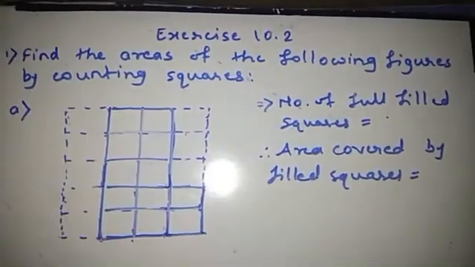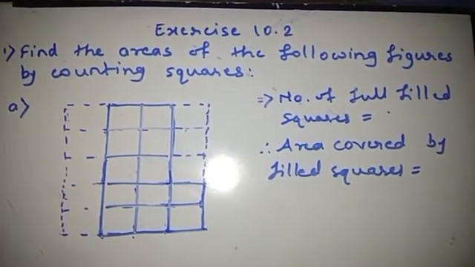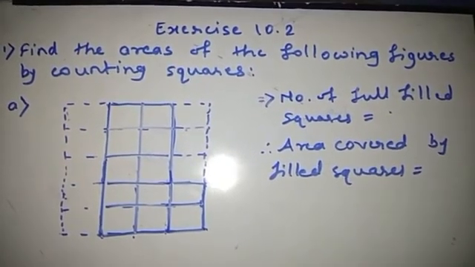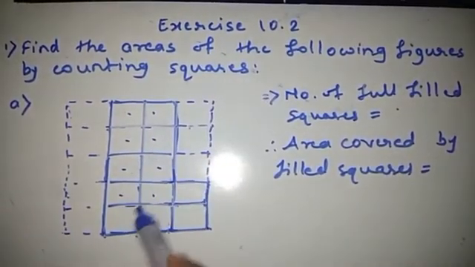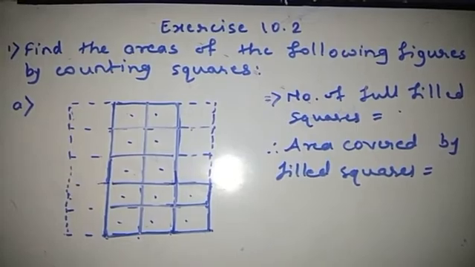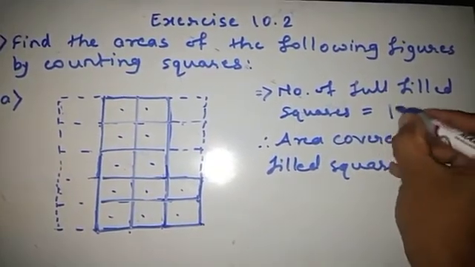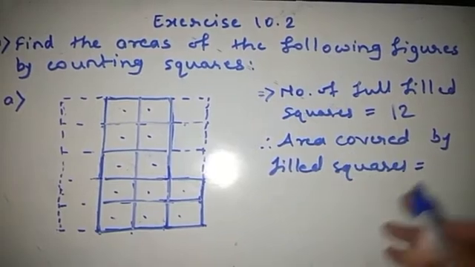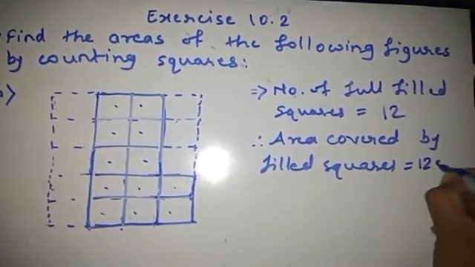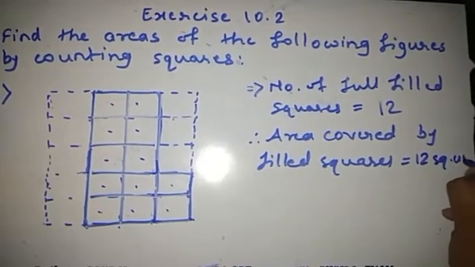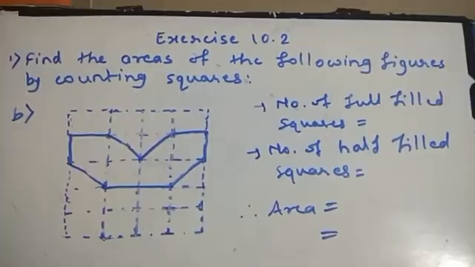Now let's solve some questions from exercise 10.2. Find the areas of the following figures by counting squares. Now students, here you can see in this figure 1, 2, 3, 4, 5, 6, 7, 8, 9, 10, 11, 12. 12 squares are fully filled. Therefore the number of fully filled squares is 12. Therefore the area covered by filled squares is equal to 12 square units. See one more question here.